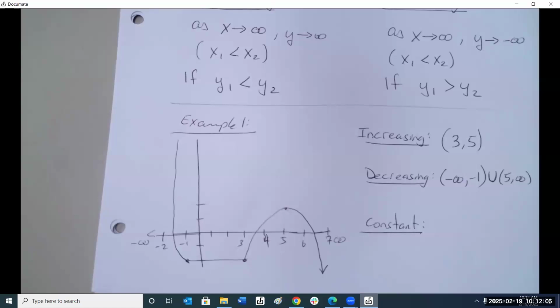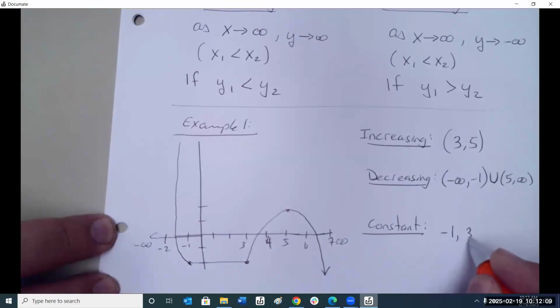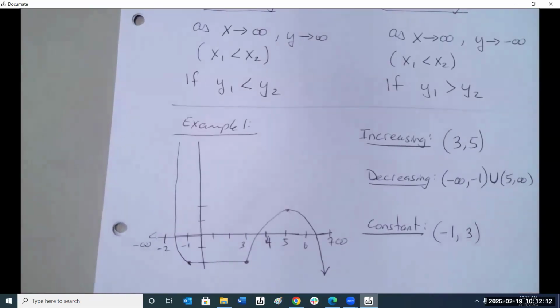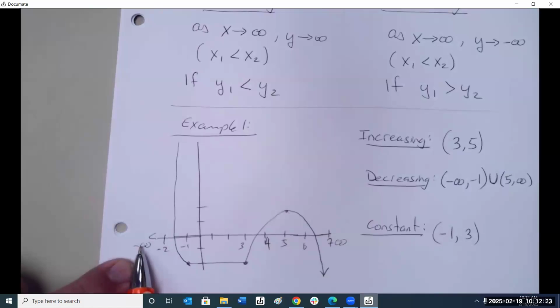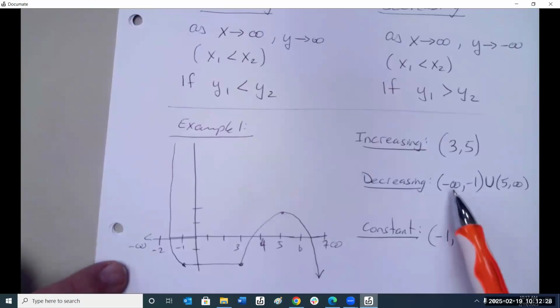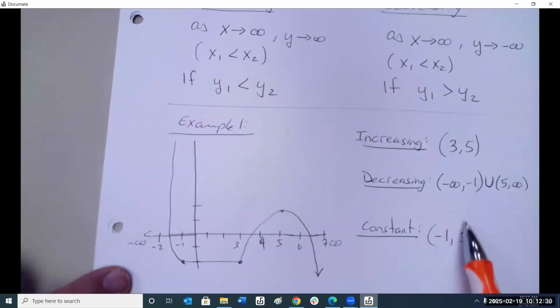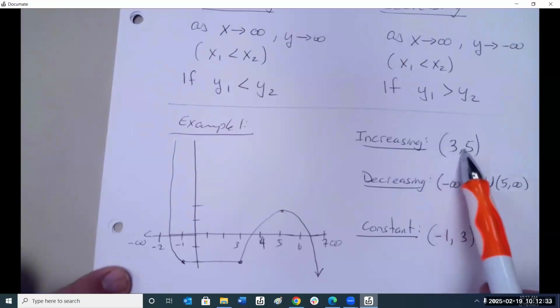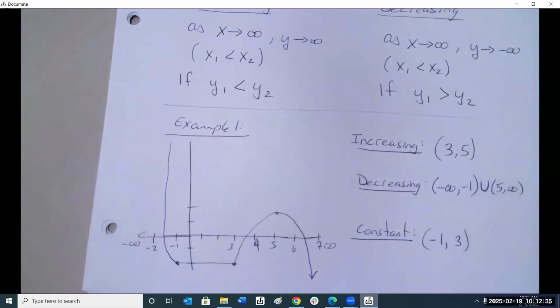And it's constant from where to where? -1 to 3. From -1 to 3. Very good. Is the graph continuous? Yeah. So we have to be able to go from negative infinity to positive infinity and not have any missing spaces. So we're going from negative infinity to -1, from -1 to 3, from 3 to 5, from 5 to infinity. So check. There aren't any holes anywhere.